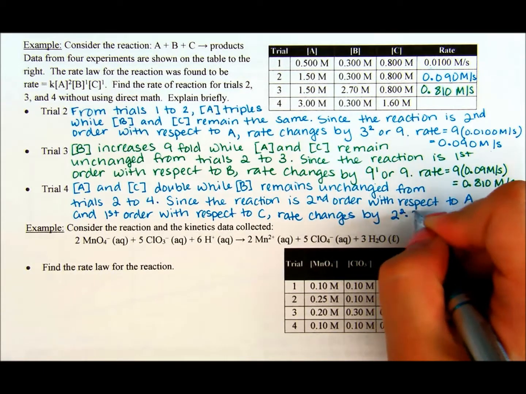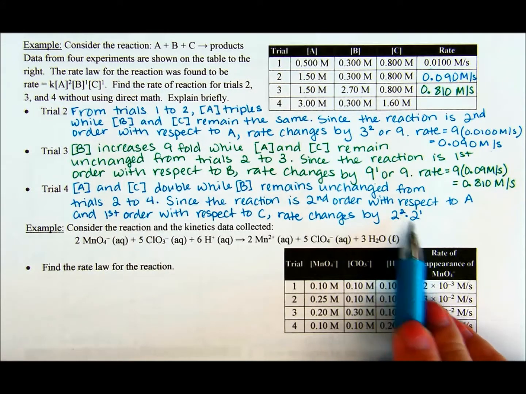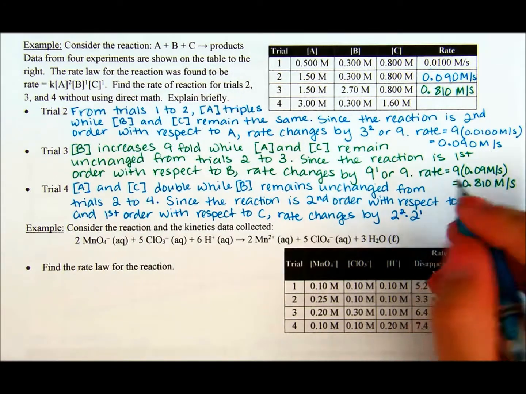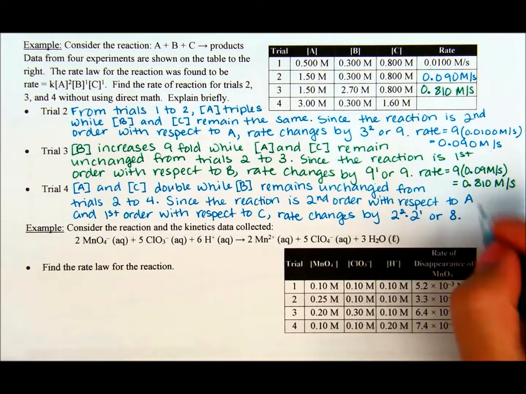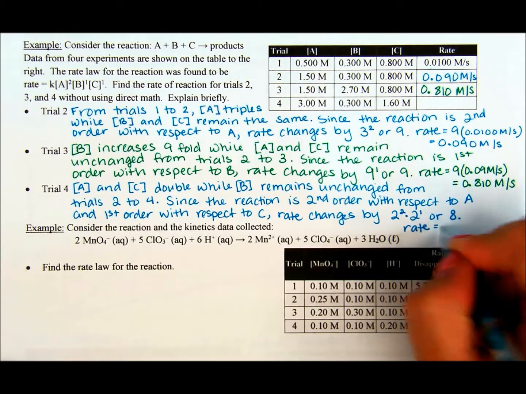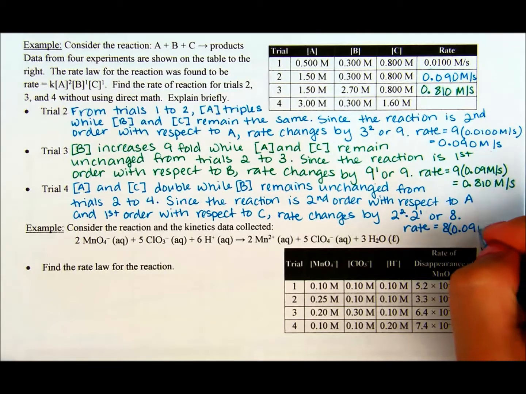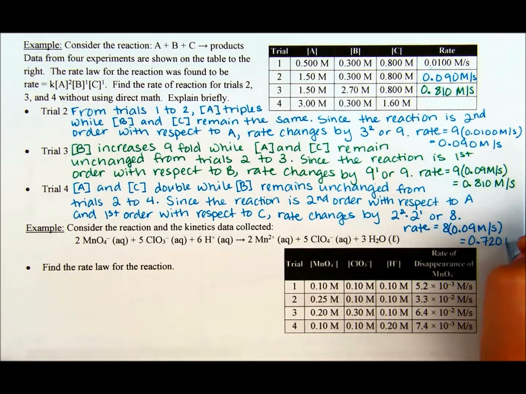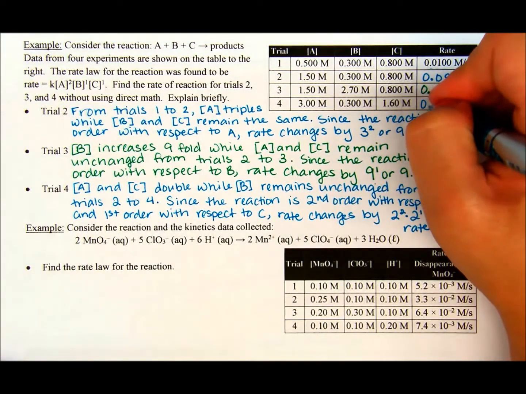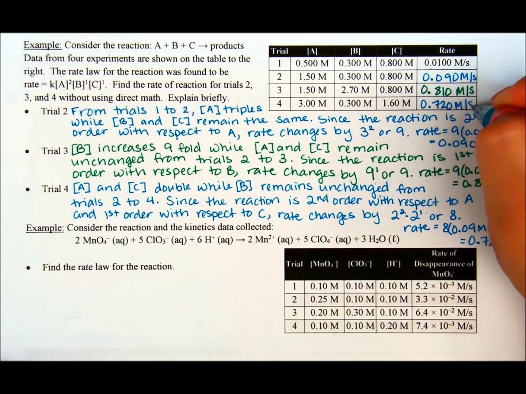by 2 to the second power times 2 to the first power. So we have that A squared, that doubles, and we have 2 to the first power, so that's first order. So we're going to multiply these together. And when we do that, that should be 8. So the rate then is going to be equal to 8 times 0.09 molar per second, or 0.720 molar per second.